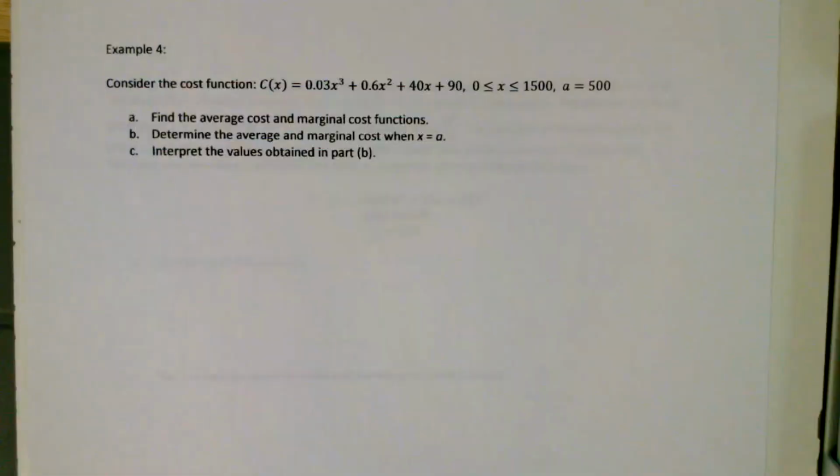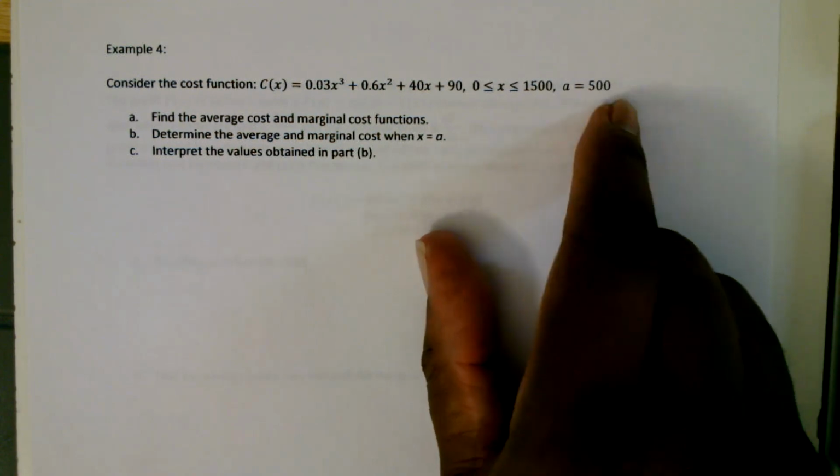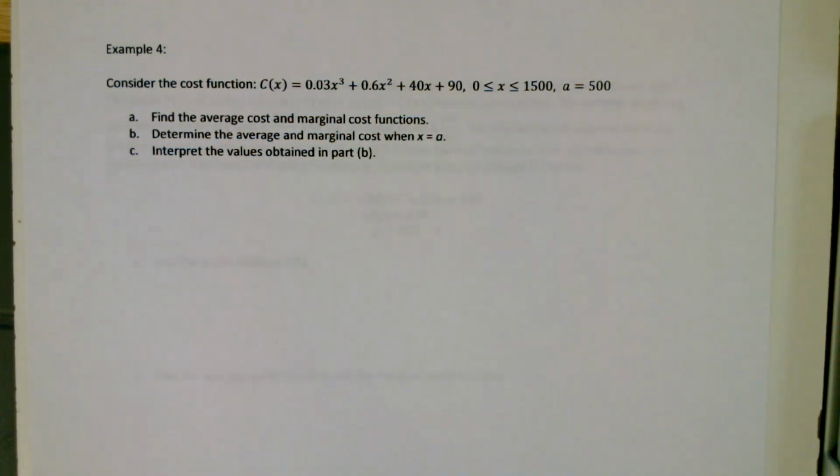Okay, here's another example of this. Let's say we want to consider the cost function C of x is equal to 0.03x cubed plus 0.6x squared plus 40x plus 90. And here, x is between 0 and 1500, and a is going to be 500, which is between 0 and 1500. So here we're going to find the average cost and marginal cost functions, determine the average and marginal cost when x is equal to a, and interpret the values obtained in part B.